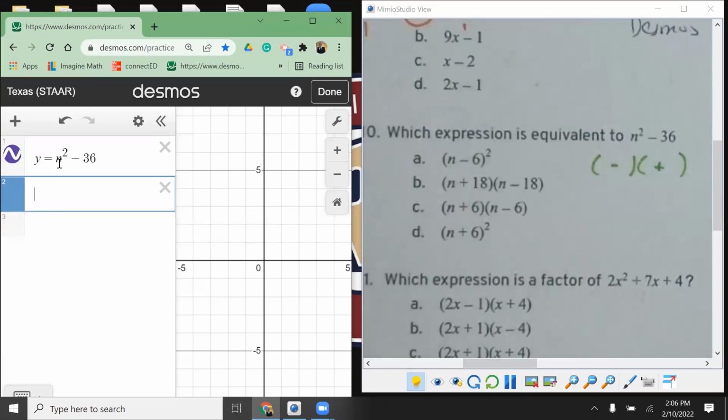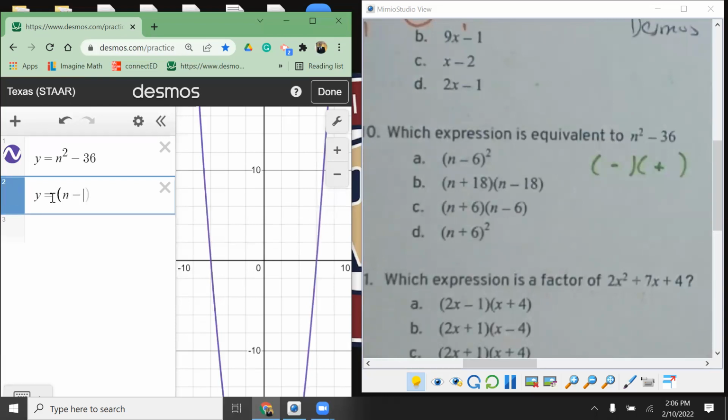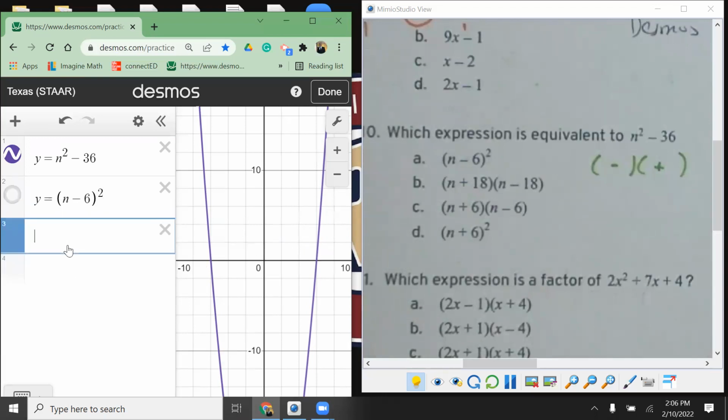There it is right there. It was kind of hidden. So I'm going to type in y equals, open parentheses, n minus 6, close the parentheses, and now I'm going to hit shift 6 and put the little exponent there. And you can tell those aren't the same. See how they're not together? So we'll go to the next one.